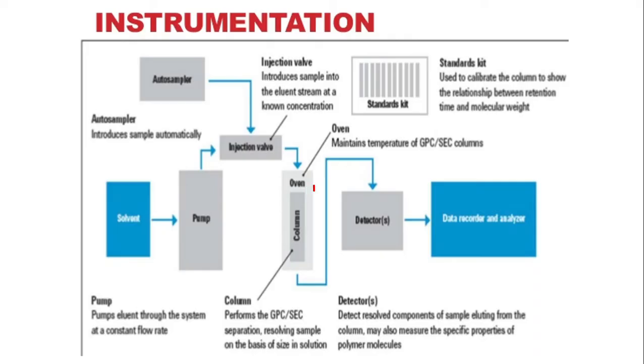This is the instrumentation. Solvent is there, pump is there. Using this pump we can pump the components of the mixture. Here there is the injection valve. From here we are injecting. We are heating up the column to a particular temperature, maintaining temperature for the GPC, gel permeation chromatography. The column is kept in an oven at a particular predetermined temperature. Through the column the components are moving and they are separated, and then they are passed on to a detector and then a data recorder. This is the schematic representation.